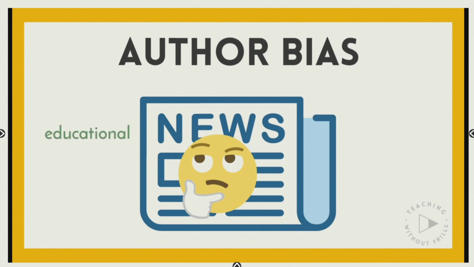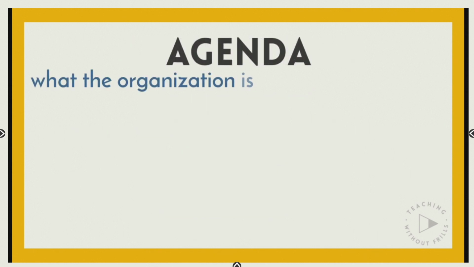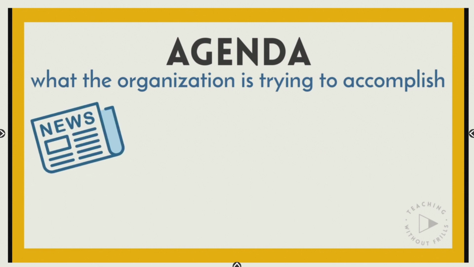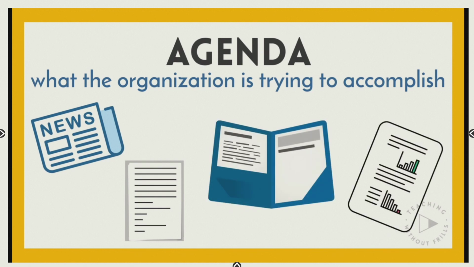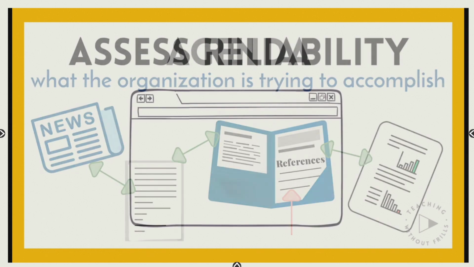Even educational, nonprofit, governmental, and news organizations can seem reliable but may have an underlying agenda. An agenda is what the organization is trying to accomplish. It's important to recognize the agenda of an organization and seek a variety of sources on the same topic to find the objective truth. Look for common information between sources and references that provide evidence to verify authors' claims.